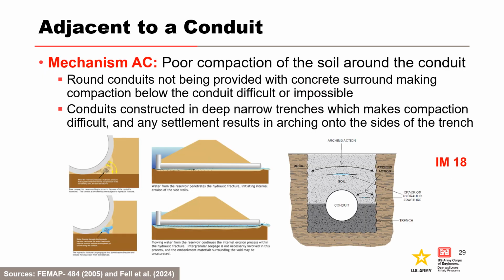For IM18, a continuous crack or gap around a conduit through the embankment may result from the mechanisms on the following slides. These scenarios are susceptible to collapse settlement of the poorly compacted fill on saturation and consequently to hydraulic fracture. Mechanism AC is related to poor compaction of the soil around the conduit resulting from the following. In the left and middle, round conduits not being provided with concrete surrounds, making compaction below the conduit difficult or impossible. And on the right, conduits constructed in deep, narrow trenches, which makes compaction difficult, and any settlement results in arching onto the sides of the trench.